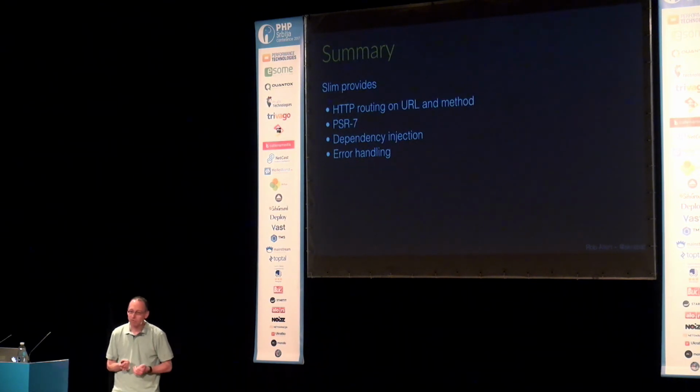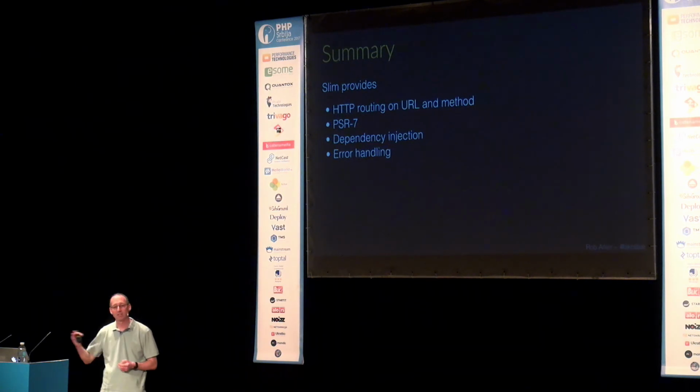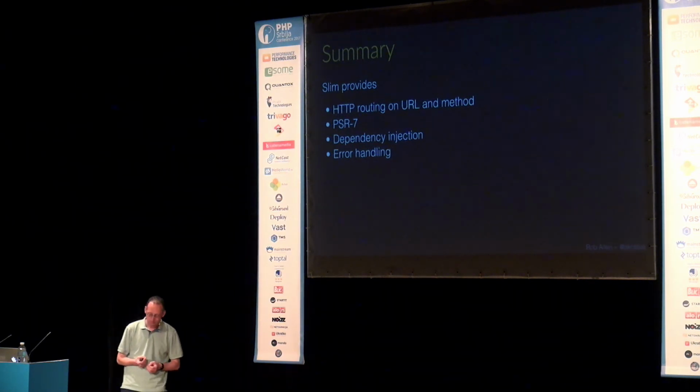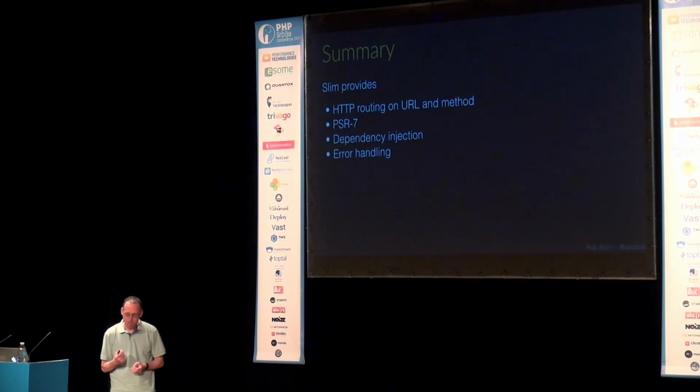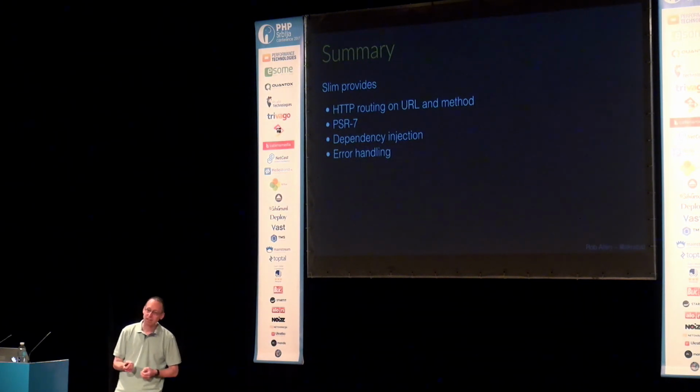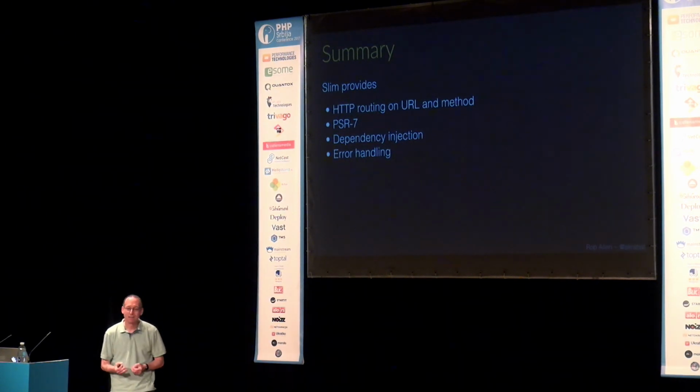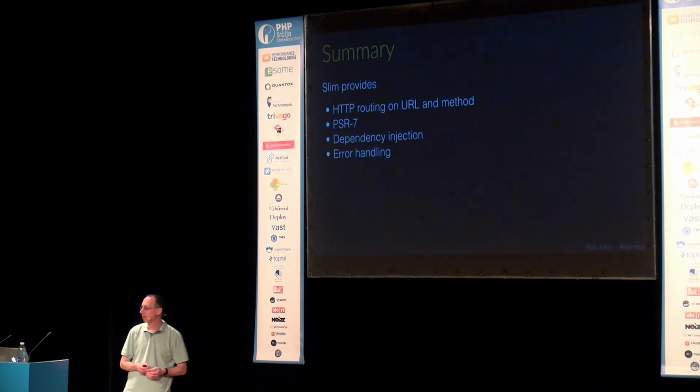Slim is a great microframework for doing all this. It provides HTTP routing with URLs and method matching. It's PSR-7 compliant, which means that it works really well with other PSR-7 components, like Guzzle, for doing connections to S3 or something like that. Built-in dependency injection, which results in faster applications using less resources that are easier to test. And it's got built-in error handling so that you will be able to implement that fairly easily.